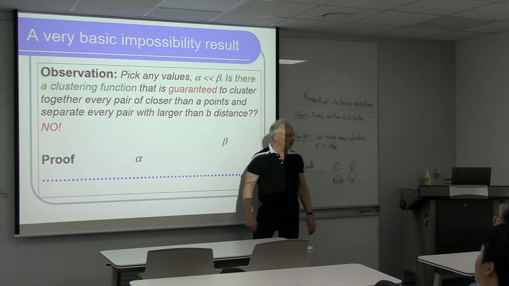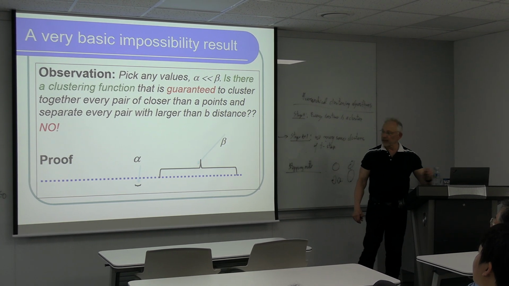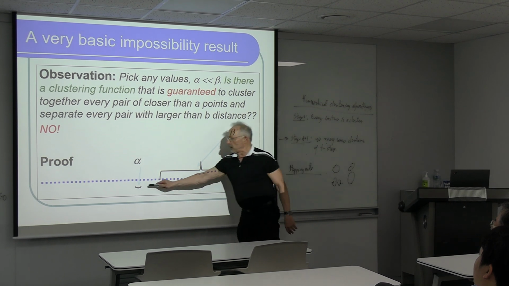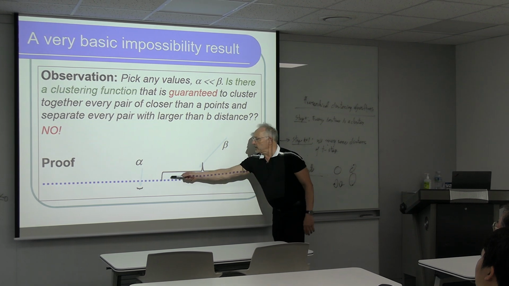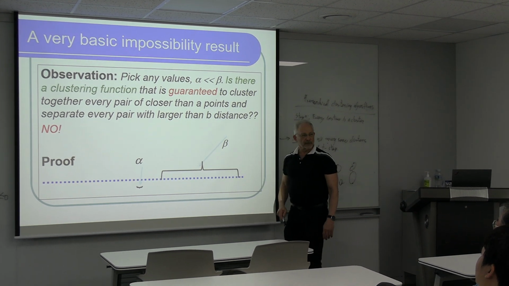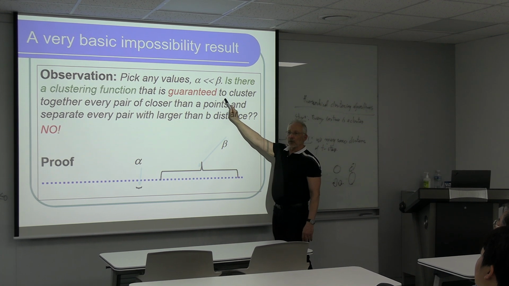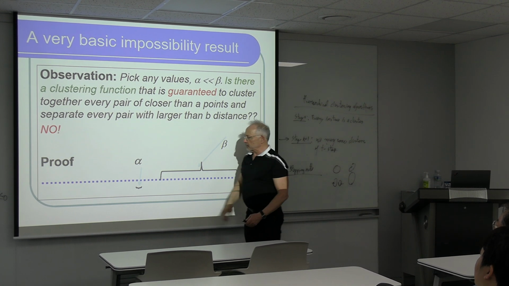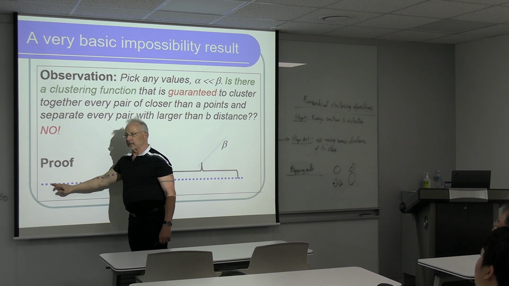And what will I call close points? I will say close points are if their distance is smaller than alpha. And far points are points whose distance is bigger than beta. So now I want that every two close points will be together. Okay, so this point has to be with this point, has to be with this point.